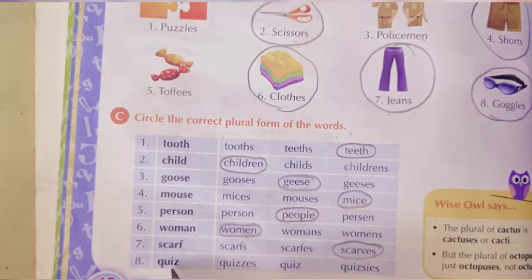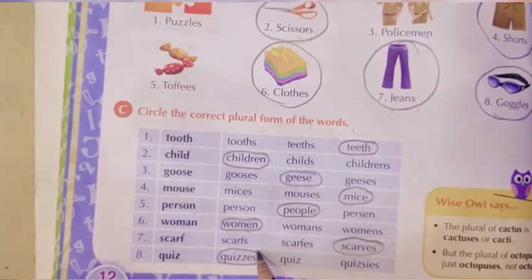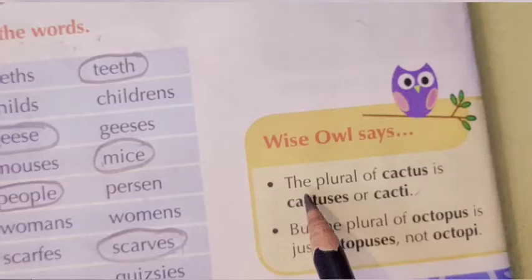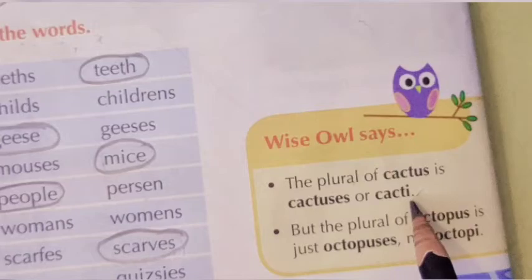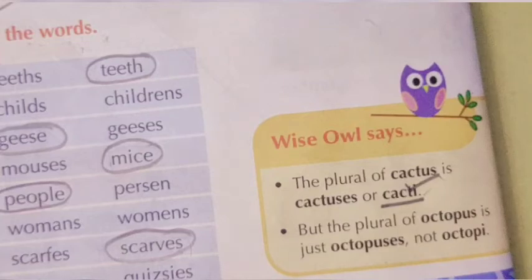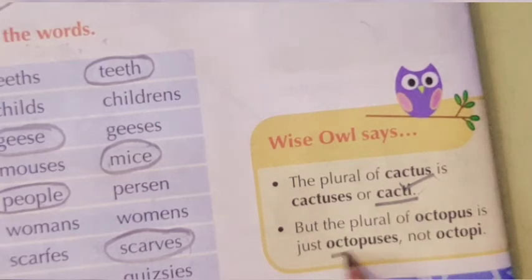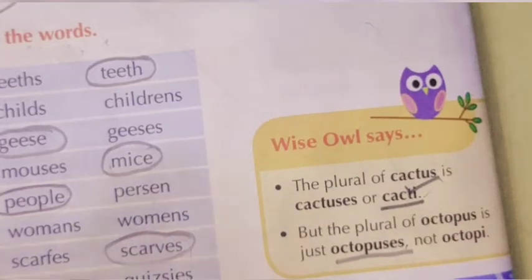Okay. Then quiz. Which is the correct plural form for quiz? Quizzes, quiz, quizzes. The first one. Okay, it is the correct plural form for quiz. Then see this box. The plural of cactus is cactuses or cacti. Do you know which is the correct answer? Cacti. Okay, so underline this word cacti. But the plural form of octopus is just octopuses, not octopi. Okay, do you understand? So take the next page.